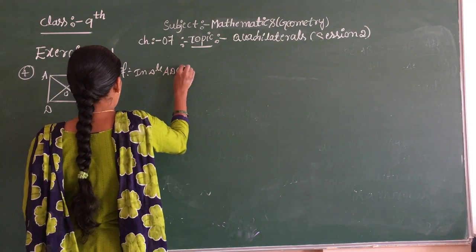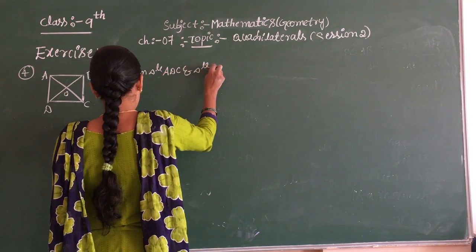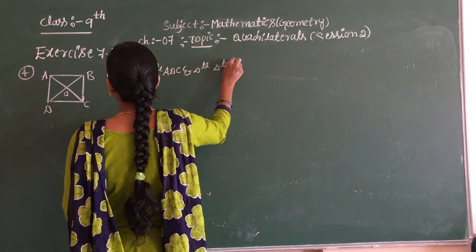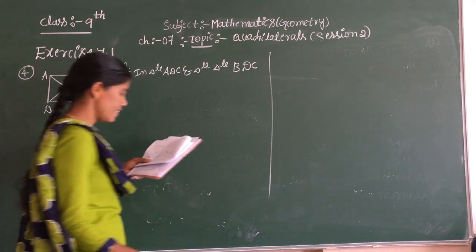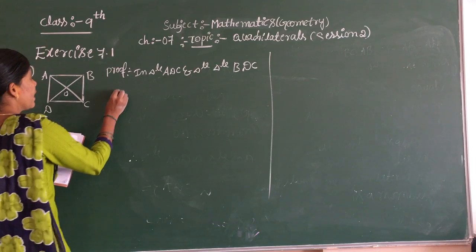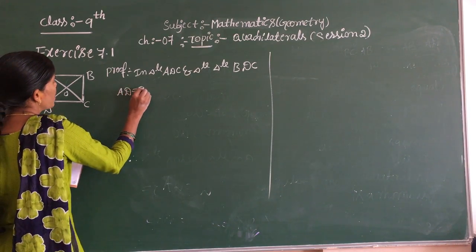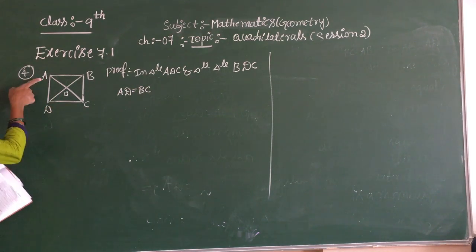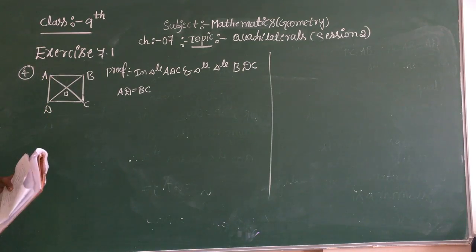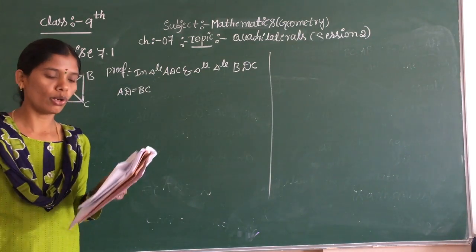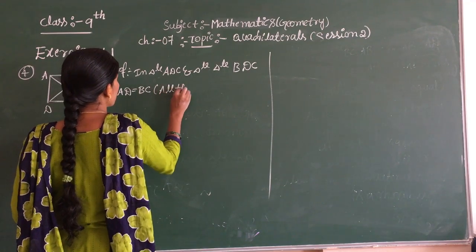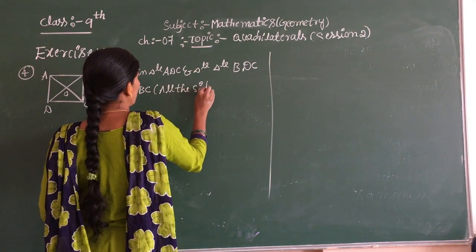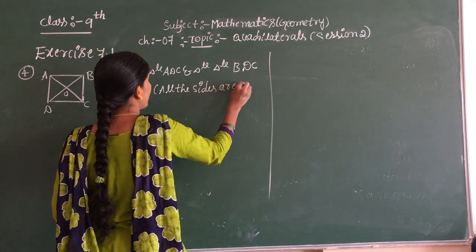ADC, and triangle, which one? Triangle BDC. In that, AD is equal to BC. Where is that AD? AD is equal to BC. Why? Because all the sides are equal, no? Otherwise all the sides are equal.